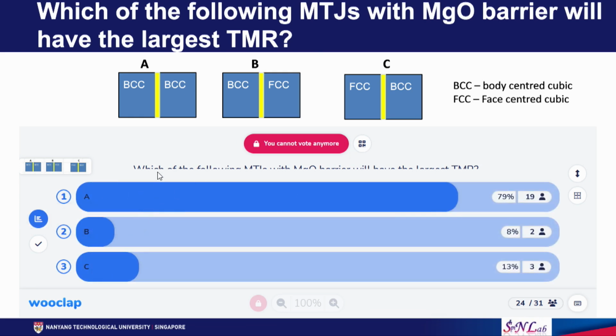Okay, most of you are right, because you have listened to what I am talking about. I repeatedly mentioned, not once, maybe 3 or 5 times I mentioned that we need BCC structure materials for high TMR. Any FCC will kill the TMR. So, B and C have FCC, so B and C are not the correct answer, A is the correct answer.